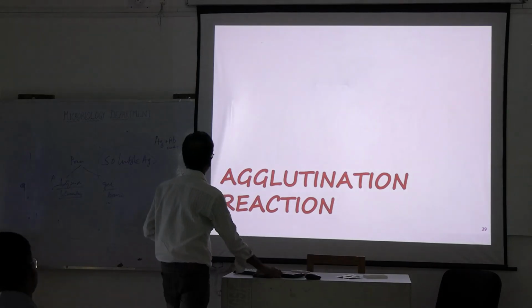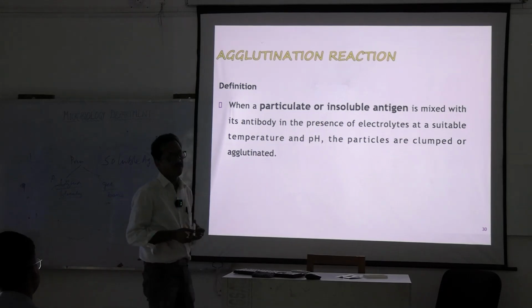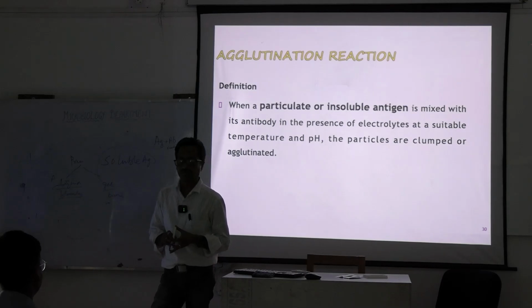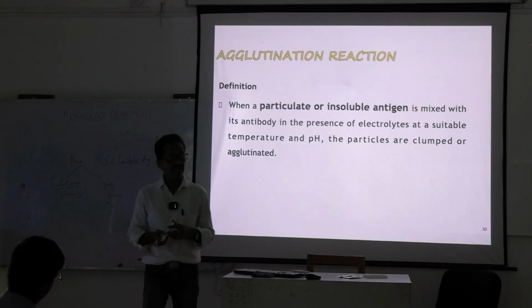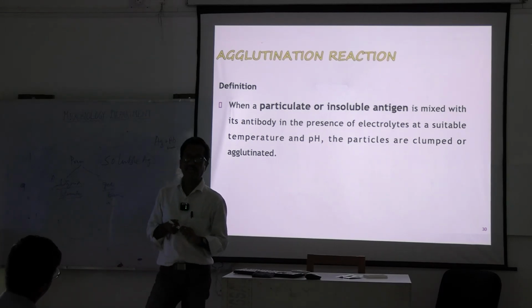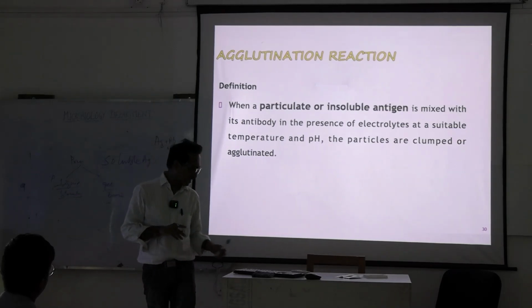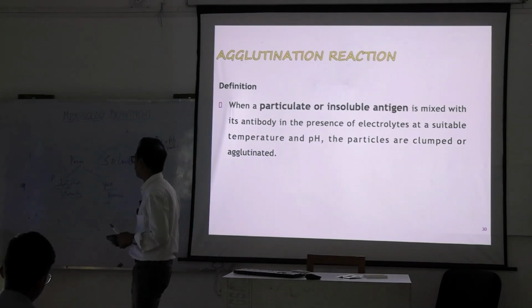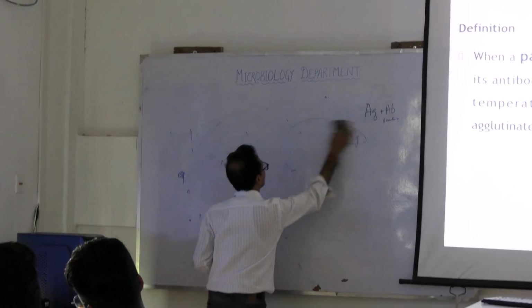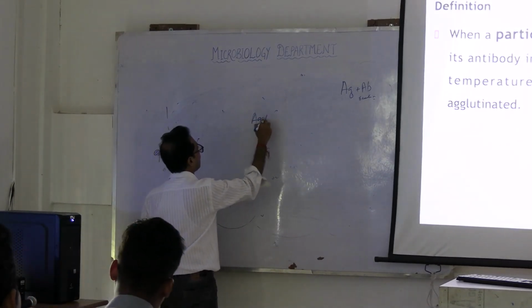Now agglutination reaction. For precipitation, the two main tests for syphilis are RPR and VDRL, and there is also the gel precipitation test if you use gel. Next, agglutination. What is the difference between agglutination and precipitation? Here the antigen is particulate or insoluble. Particulate or insoluble antigen is used. Which is better, agglutination or precipitation?